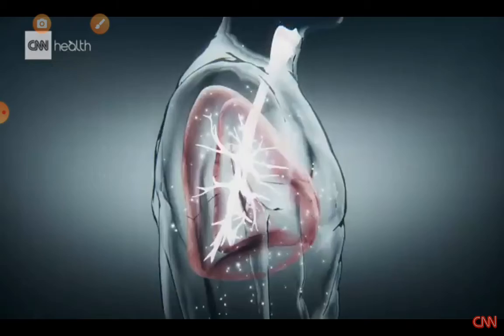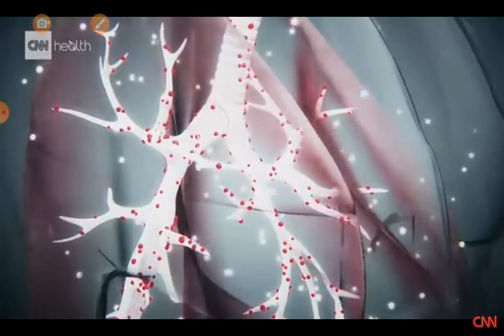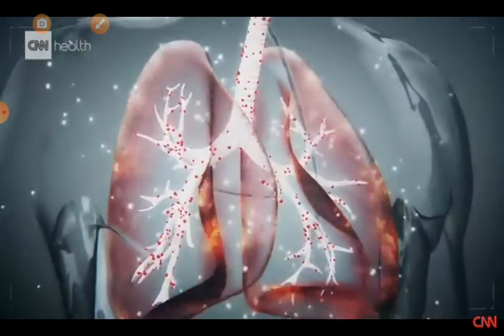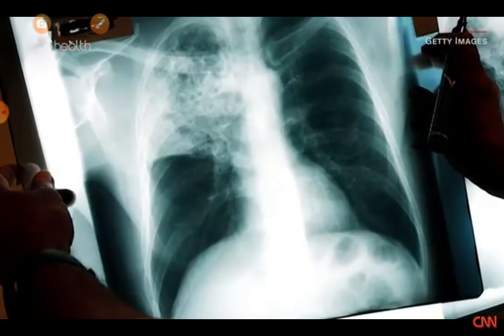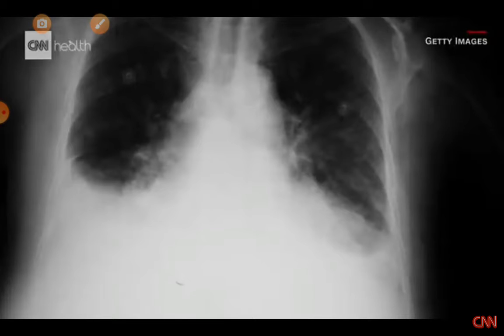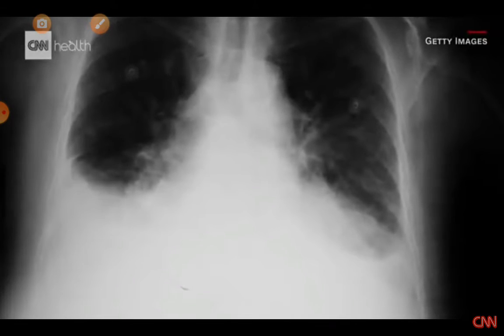Pneumonia. COVID-19 is a respiratory disease, meaning it starts and typically ends in the lungs. Infected lungs fill with fluid, making it difficult to breathe, so oxygen can't get to the rest of the body, which can lead to death.